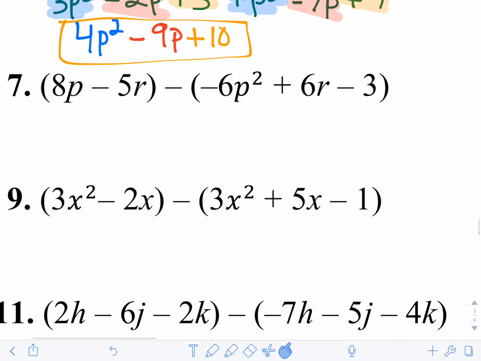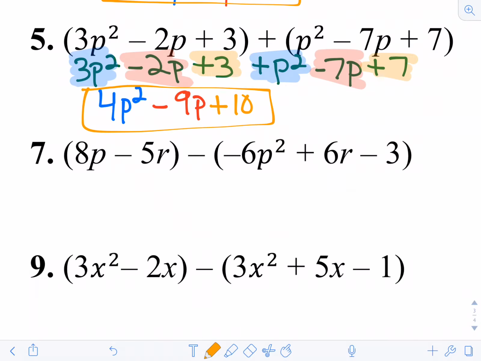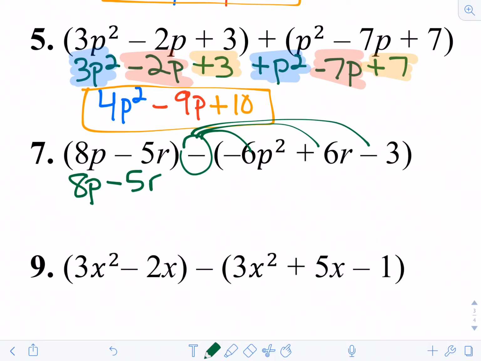All right, and these last couple ones, there's only one other thing we have to do now. Okay, so we're going to go ahead and rewrite this. I have 8p minus 5r, but here's where these are different. You have this negative here. You have to distribute this negative to everything inside. When you distribute a negative 1, all it does is change the signs of everything. So this negative 6p squared becomes a positive 6p squared. 6r becomes a negative, and the negative 3 becomes a positive 3.